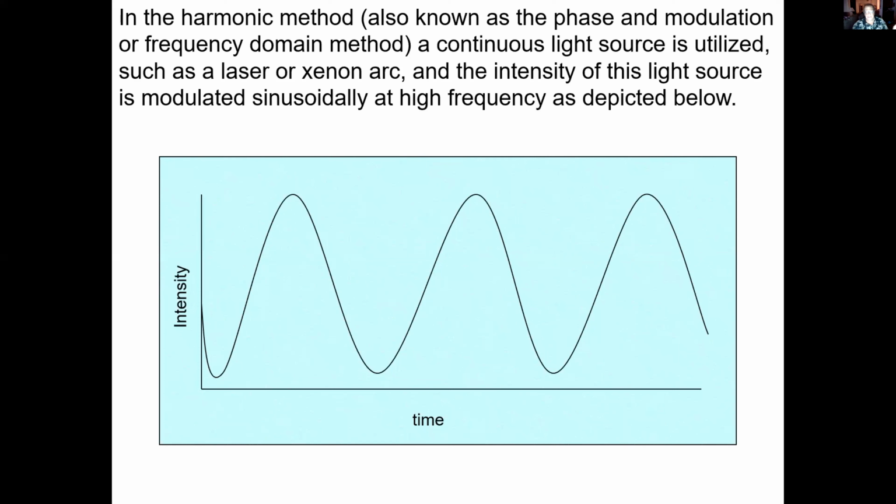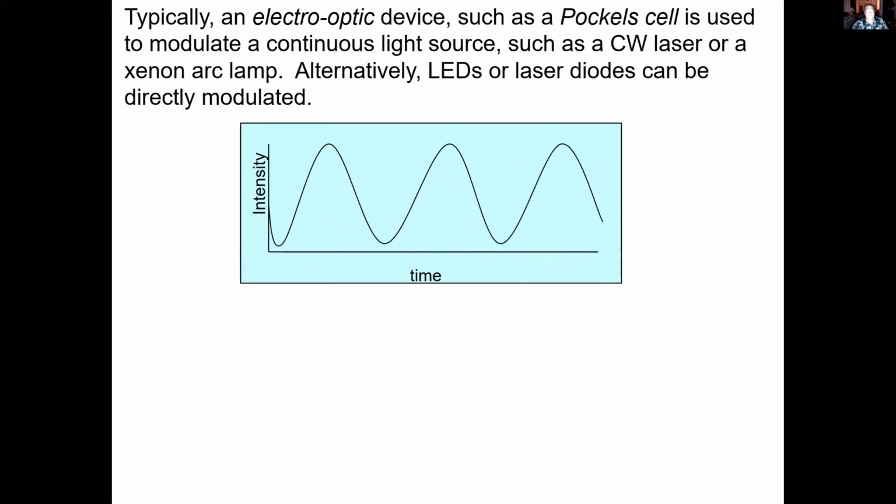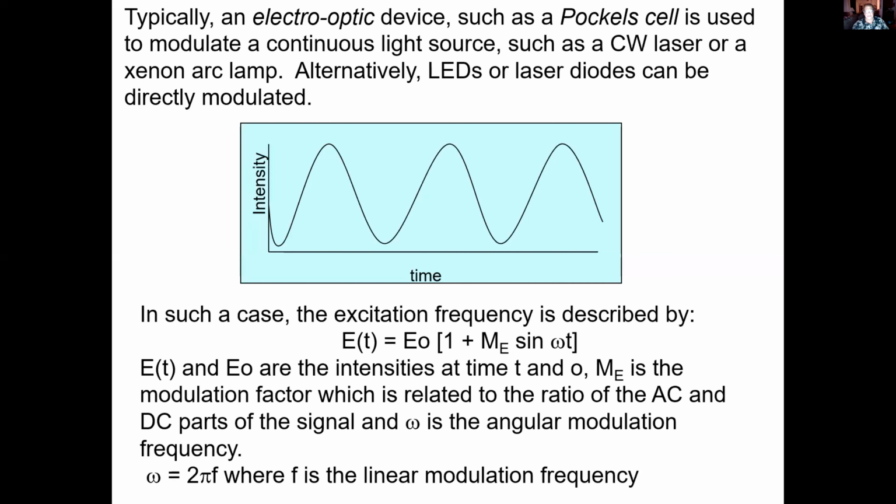So before the light hits the sample, you have a way to modulate the intensity sinusoidally. You can use a continuous light source and then use some device like a Pockels cell to modulate that. Or nowadays you also have light emitting diodes or laser diodes that can be directly modulated, so you don't need an external device to modulate the light. At any rate, you get sinusoidally modulated light.